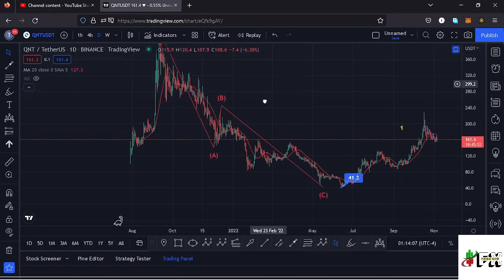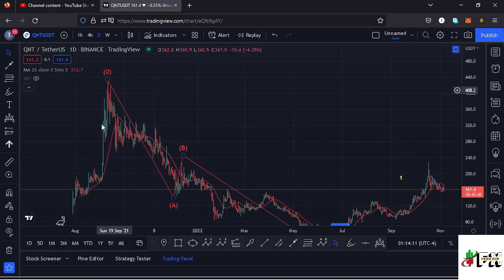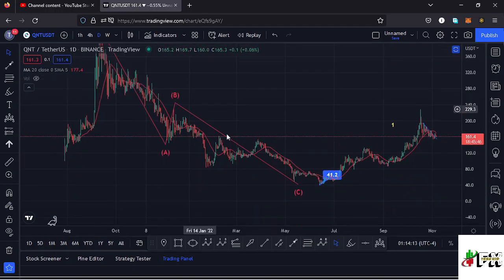And I'll kickstart the video by giving a brief of what has been happening on this chart. Quant from the all-time high has been seeing lower prices in this massive ABC corrective movement, which has now taken us back to around the $41.2 mark.